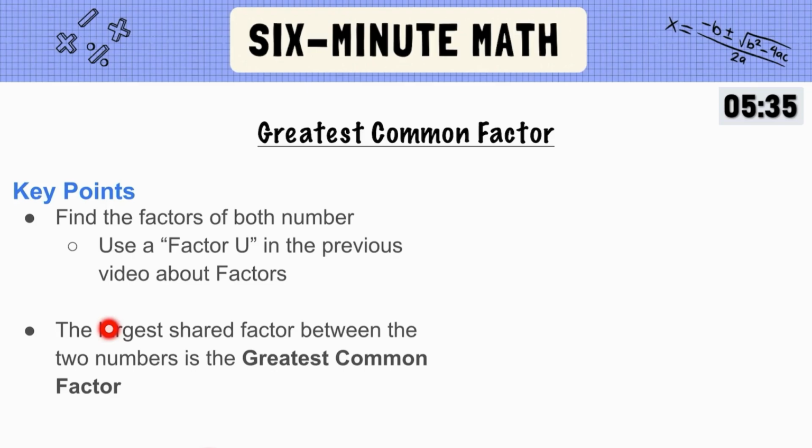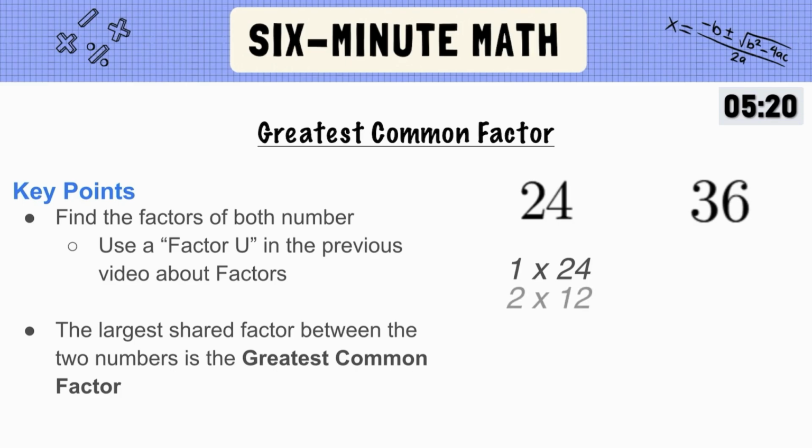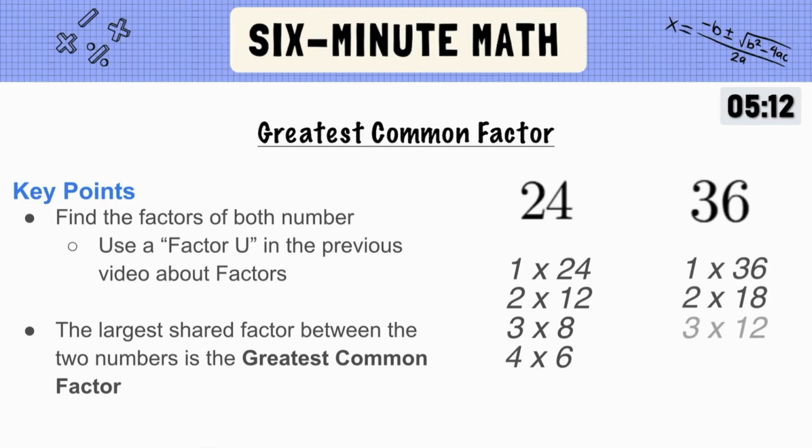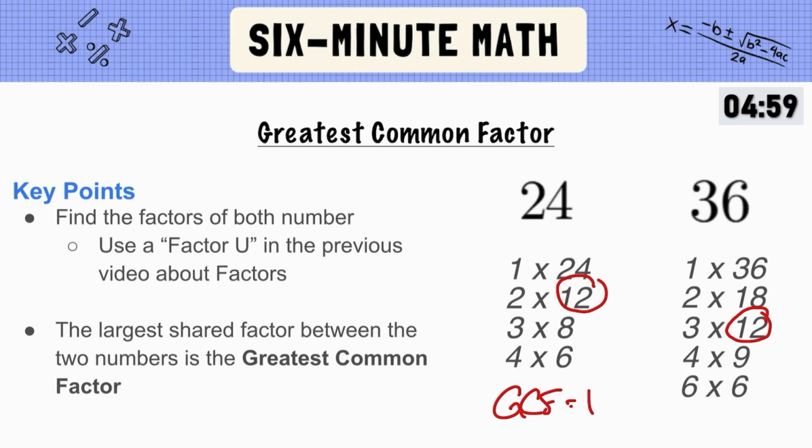Once we have the factor U of both numbers, the largest shared factor between the two numbers is the greatest common factor. If I look at the example of 24 and 36, I have my two factor U's. There are my factors of 24. Here are my factors of 36. And I'm going to look for the greatest common one. In this case, I have a 12 and a 12, which would make my greatest common factor 12.